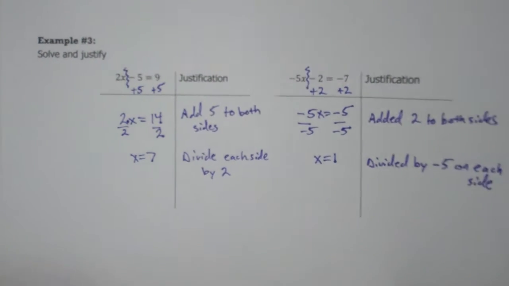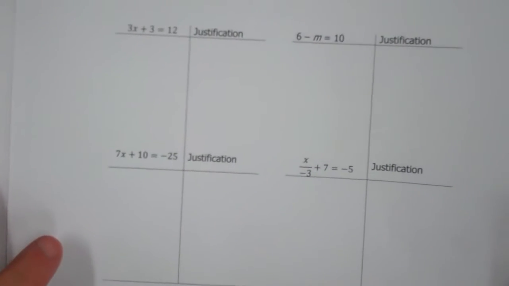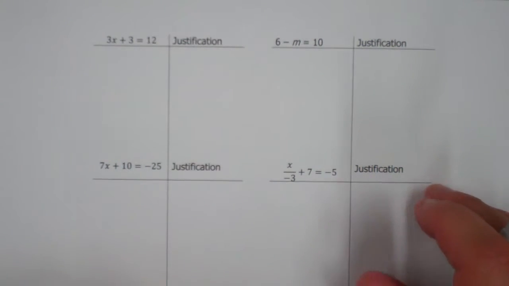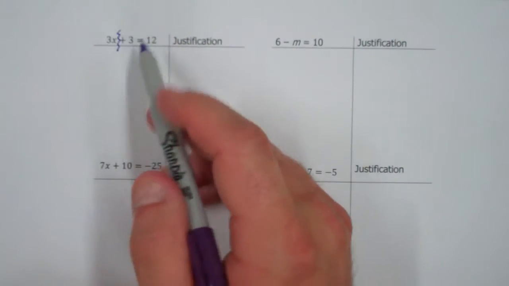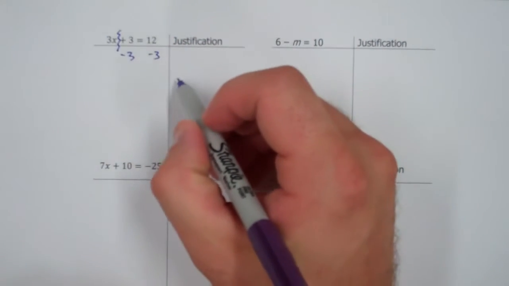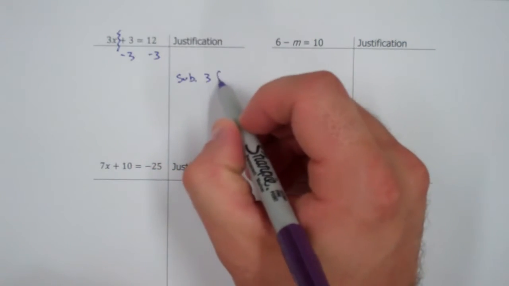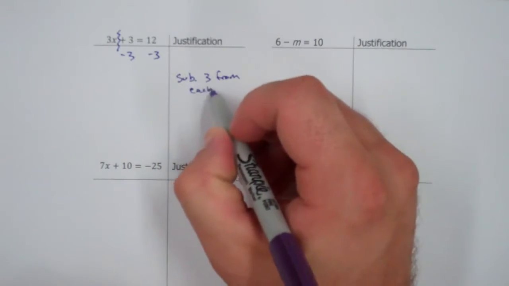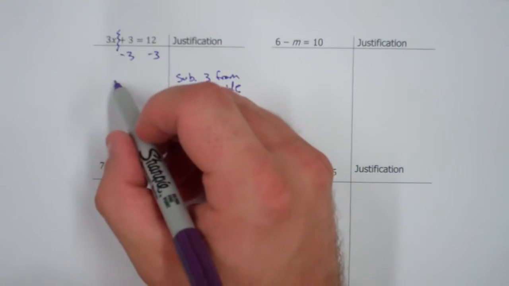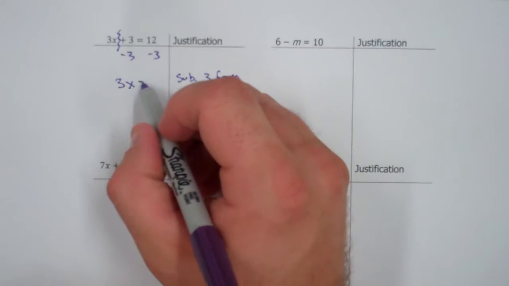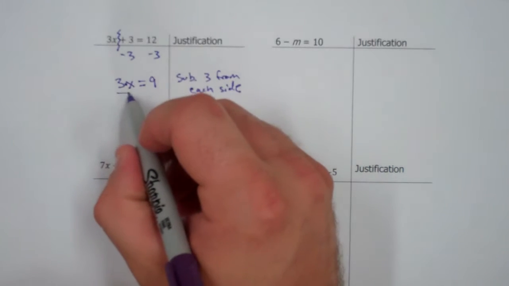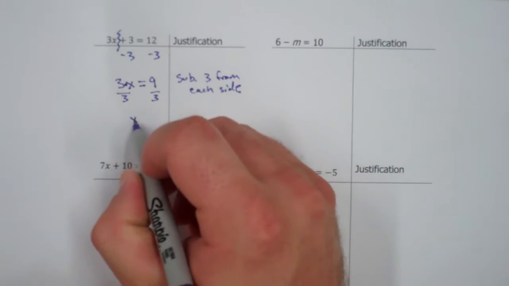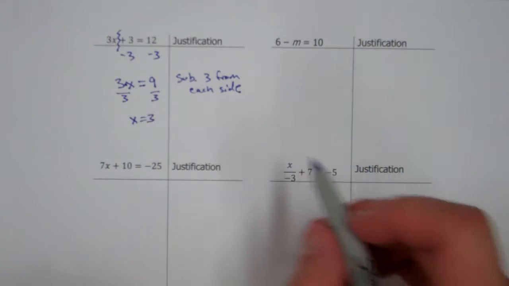We have 4 more here to do in example 3. Some of them get a little tricky, so just stick with me for a little bit. And for this one, we've got 3x plus 3 is equal to 12. This one's not too bad. We're adding 3 here, so we'll subtract 3. So we could say subtract 3 from each side. When we do that, we've got 3x, that's 0. 12 minus 3 is 9. We're multiplying the 3 and the x here, so we need to divide by 3. So x will be 3.